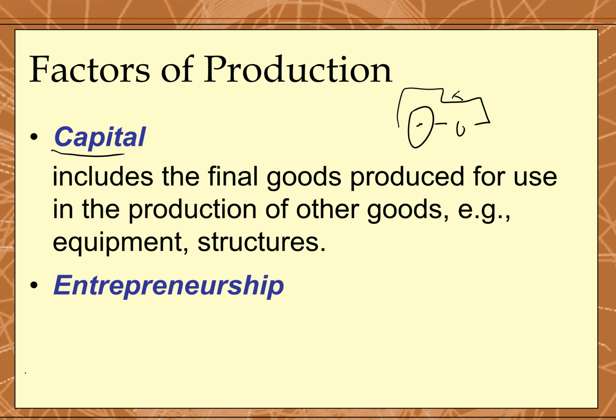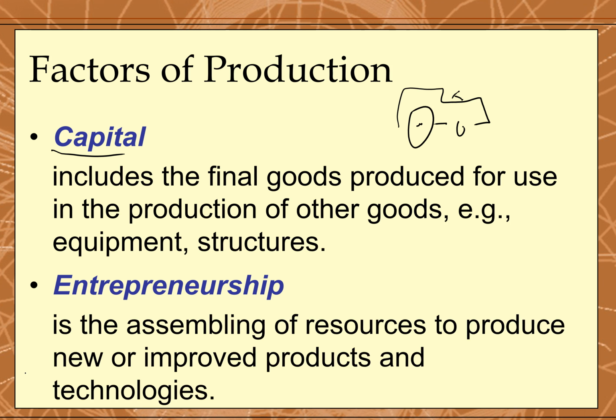So think of this as, for some reason I've lost the use of my pen, but I was trying to draw a light bulb for an idea. And the way the book defines entrepreneurship is it's the assembling of resources to produce new or improved ideas. How do I assemble land, capital, and labor in a way that can enhance their ability to produce goods and services? So land, capital, entrepreneurship, and labor are the 4 factors of production.